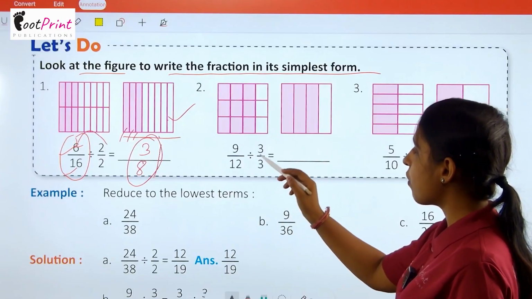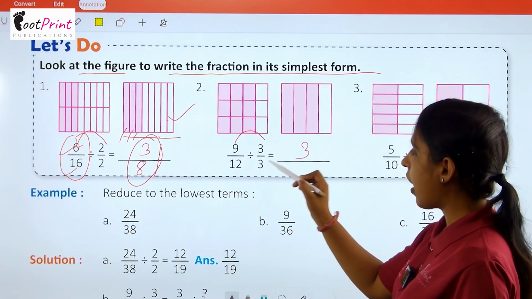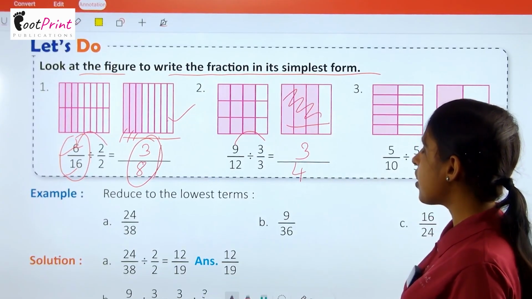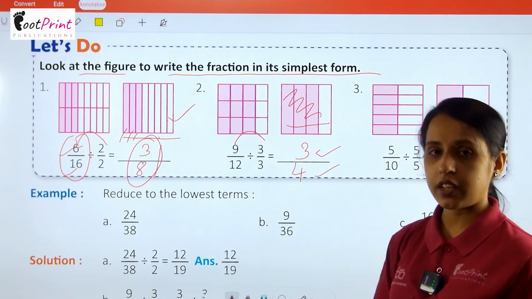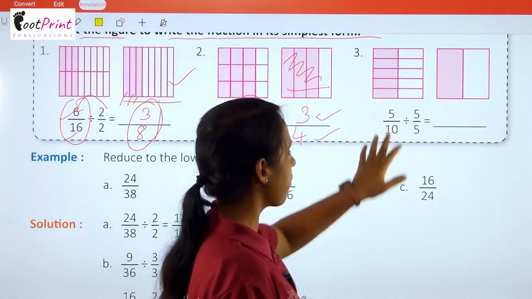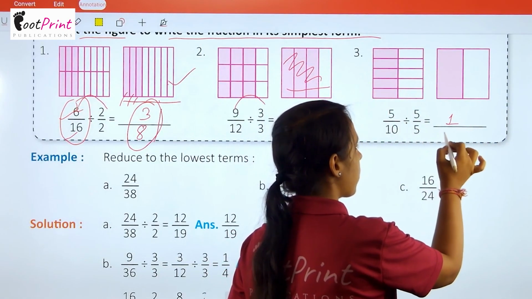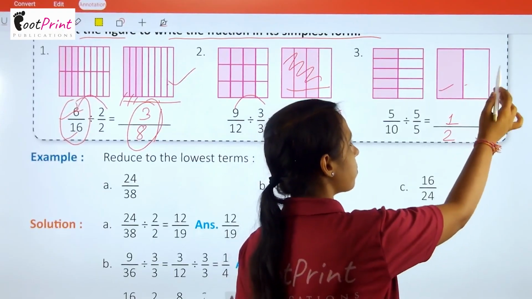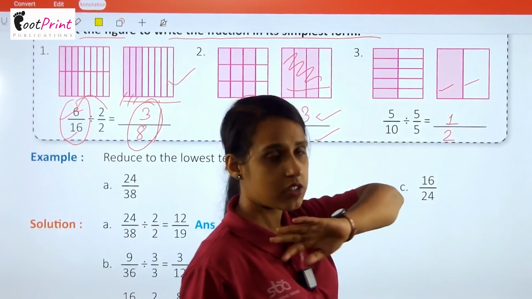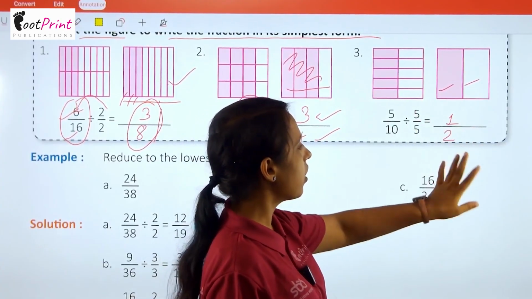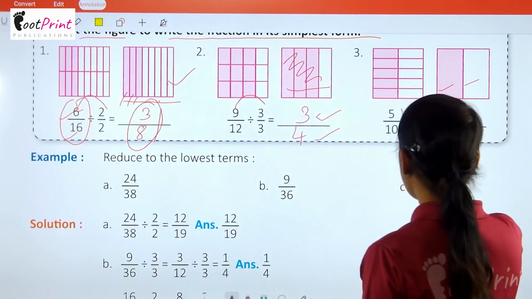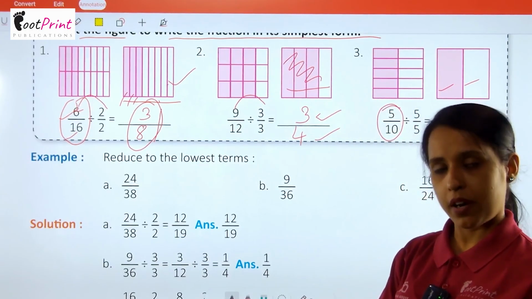Now this one also, 3 3s are 9 and 3 4s are 12. 4 parts are given and 3 parts are shaded. So we can write it 3 by 4. Here 5 1s are 5 and 5 2s are 10. So 1 by 2 is here. 2 parts are given and 1 is shaded. So we will write it 1 by 2. And we can say 1 by 2 is the simplest form of 5 by 10.